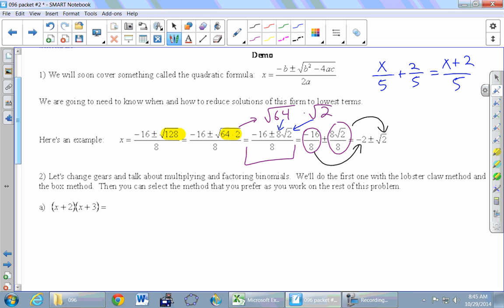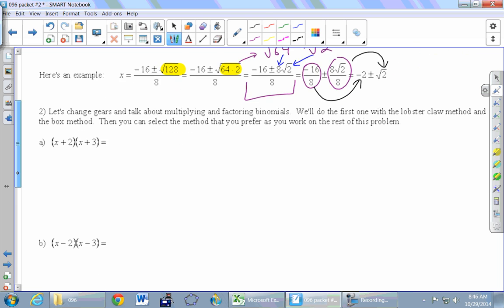It might seem intimidating at first, but it's always the same idea every time: you simplify the radical if you can, and then you split it up into two fractions and you simplify the fractions. So we'll give you lots of practice with that today. And now let's move on to number 2.